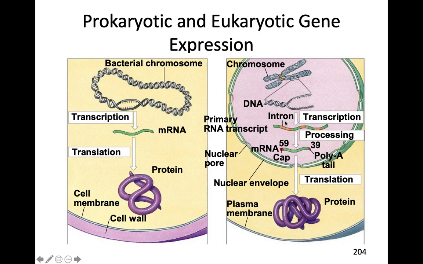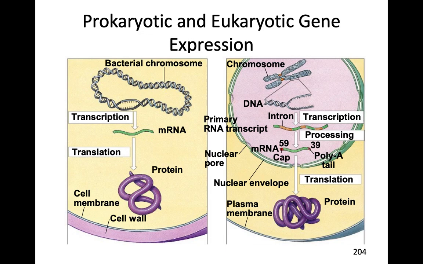Okay, so major difference number 1. Prokaryotes, no introns. Eukaryotes, they got introns. The second difference is that in prokaryotes, several genes can be transcribed into a single mRNA molecule. But in eukaryotes, you only got one gene per mRNA molecule. And so in that way, eukaryotes are keeping it simple. So difference number 1, prokaryotes don't have introns. Difference number 2, prokaryotes can make many genes from a single mRNA molecule.